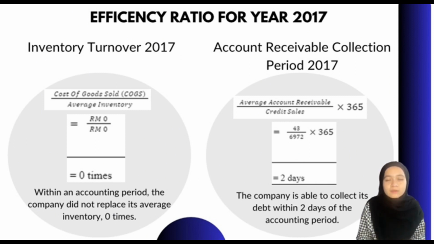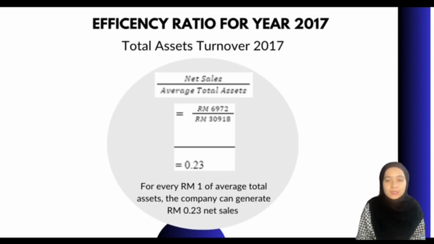Secondly, the account receivable collection period for 2017 is 2 days. It means that the company is able to collect its debt within a short time, which is 2 days of accounting period. Last but not least is total assets turnover. 2017 is RM23 cent.